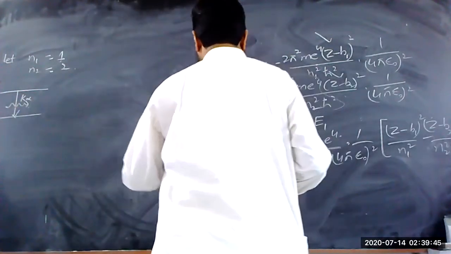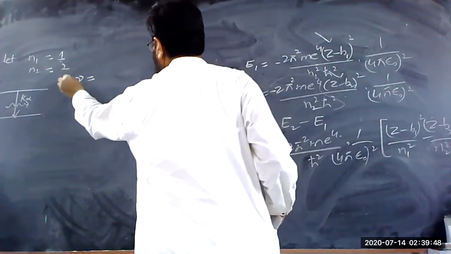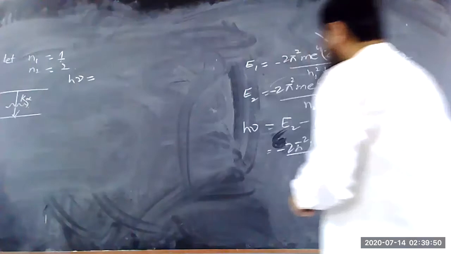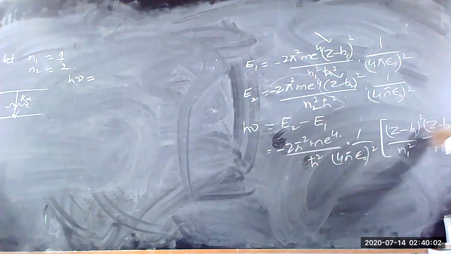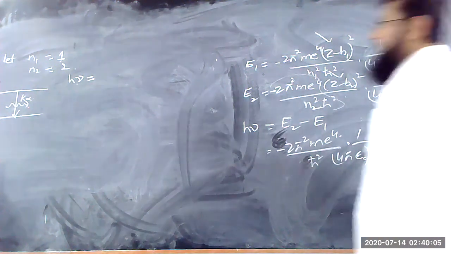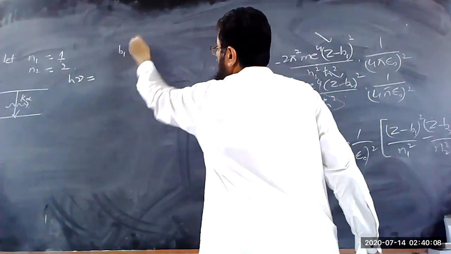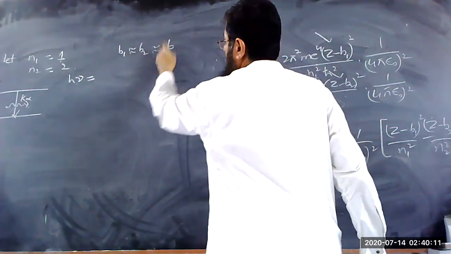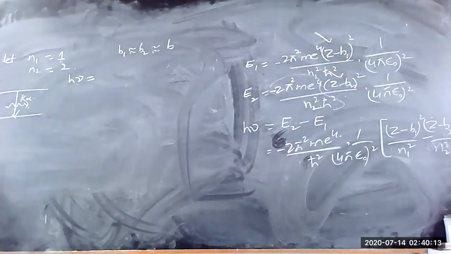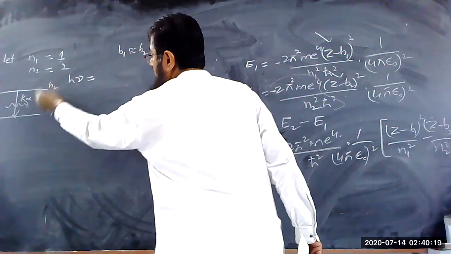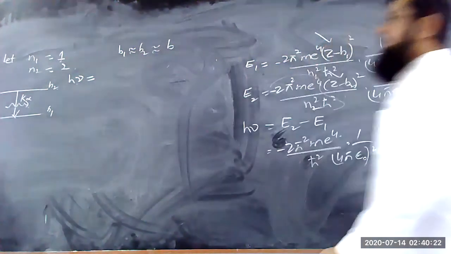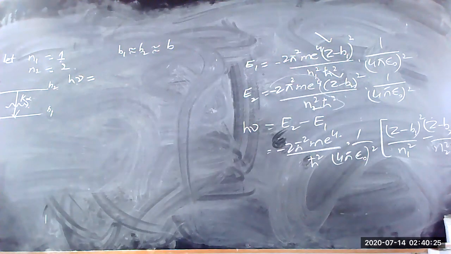So the frequency nu, or h nu, is equal to this relation. From here, if you see, B1 or B2 is approximately equal to B. Here we say that the values of B1 and B2 are approximately equal to B, because the screening factor of both levels is almost the same. This is the screening factor for B1, this is the screening factor for B2. So almost the same, and we call it B.